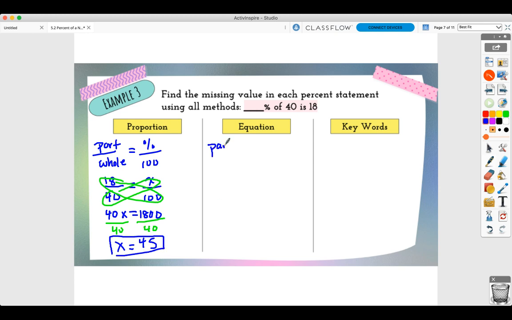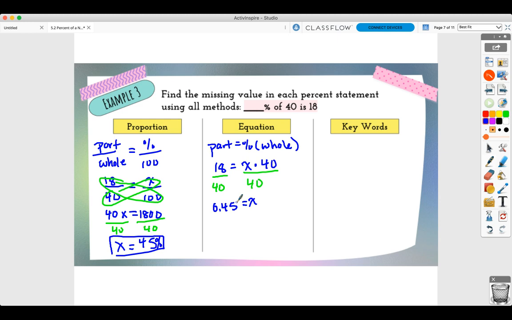So part is equal to percent times whole. So part is 18. Percent is our unknown. And our whole is 40 times 40. So times 40, you can write 40x or times 40. Same idea. So divide by 40. And this is, whoops, one thing I forgot to do here is put our percent in there. It is a percent, so make sure you put that percent in there. When you do this, you're going to have x is equal to 0.45.